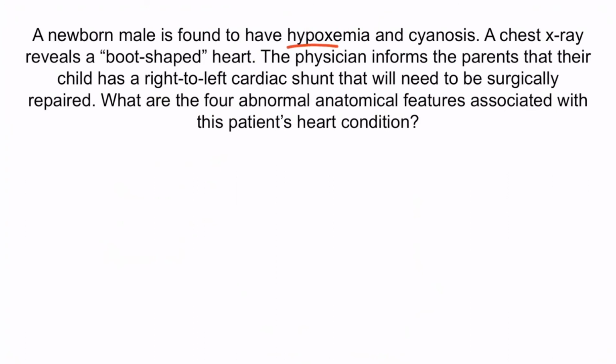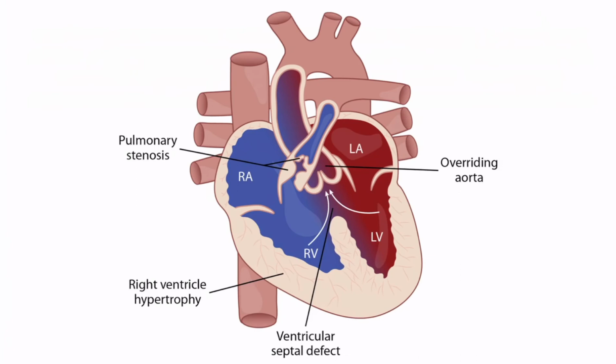Okay, hypoxemia, cyanosis, and a boot-shaped heart are all highly suggestive of tetralogy of Fallot. With this in mind, we're asked about the 4 abnormal anatomical features of this patient's heart. Recall that this can be remembered with a mnemonic PROVE. P for pulmonary stenosis, R for right ventricular hypertrophy, O for overriding aorta, and V for ventricular septal defect. If we look at this image, we can see the 4 abnormalities again. So pulmonary stenosis, right ventricular hypertrophy, overriding aorta, and ventricular septal defect.